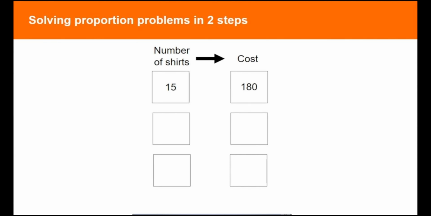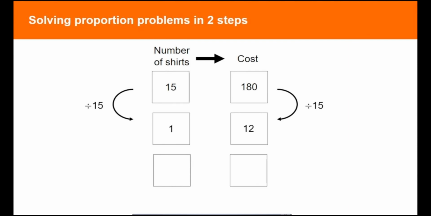We do this by dividing by the number of shirts we started with, in this case 15. To maintain the equivalence of the left-hand side to the right-hand side of our calculation, we also divide the right-hand side by 15 as well. This tells us that one shirt costs $12.